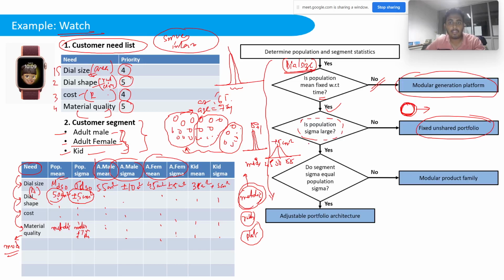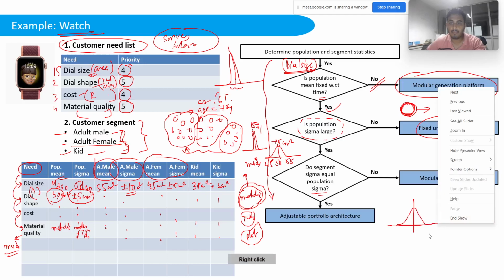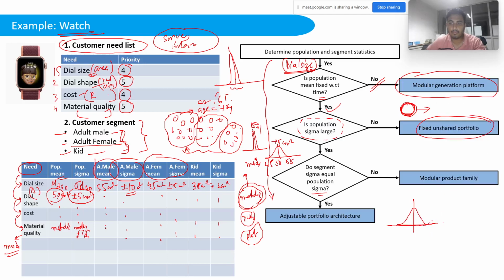Then if the population sigma is a bit large, like a variation of 5, let's see the next question: does the segment sigma equal the population sigma? Here, first you see male: male has a greater sigma. This is your population one. Now male mu is more and also it is broader.